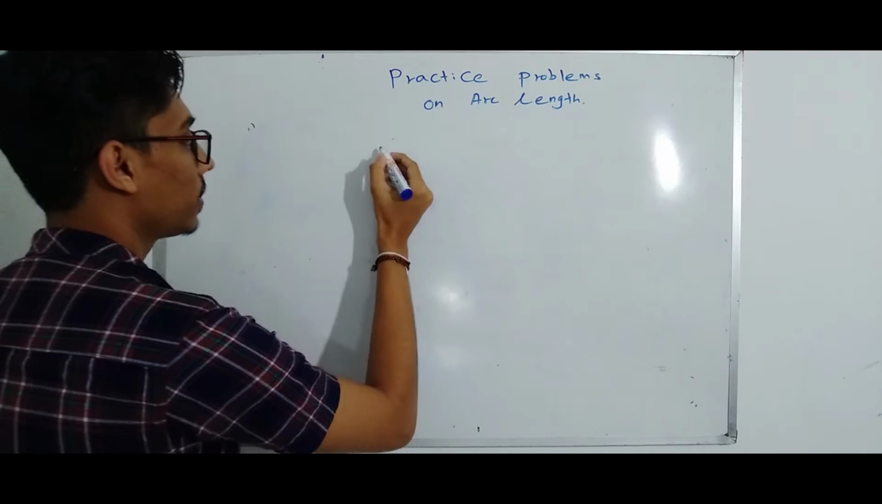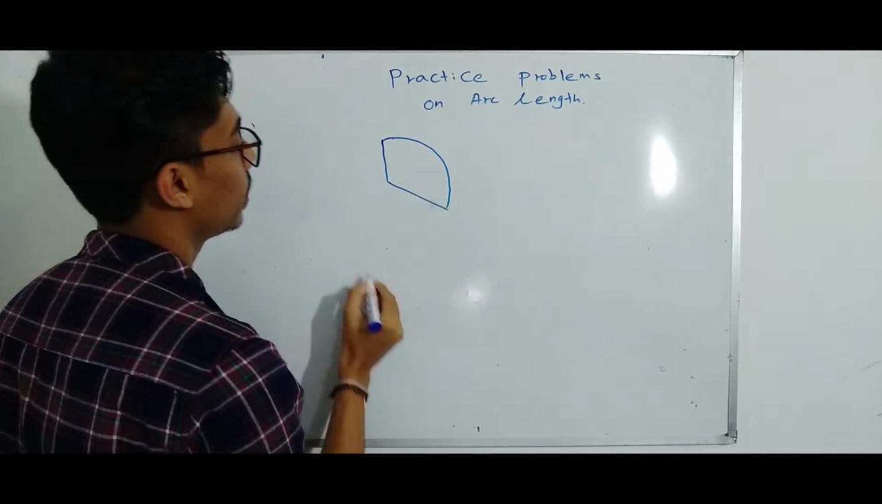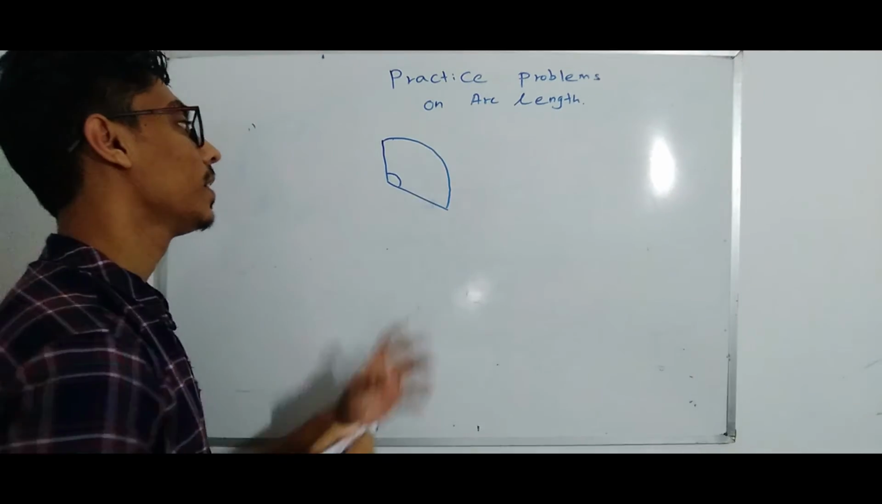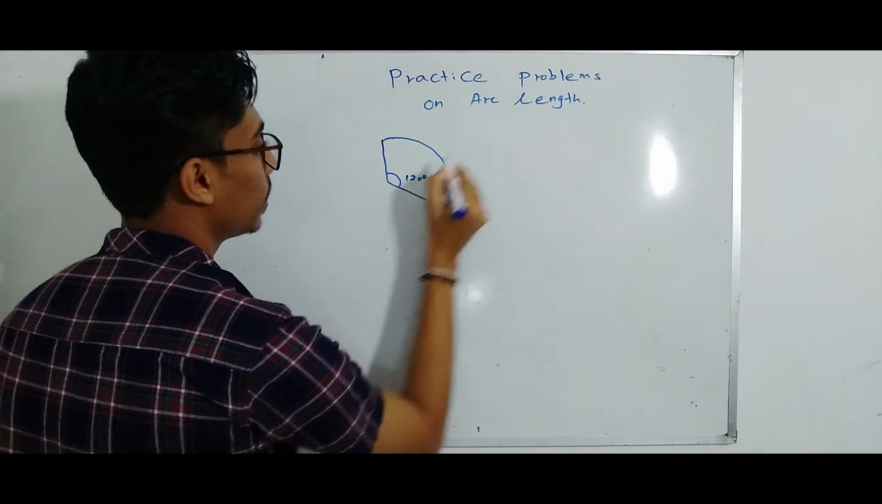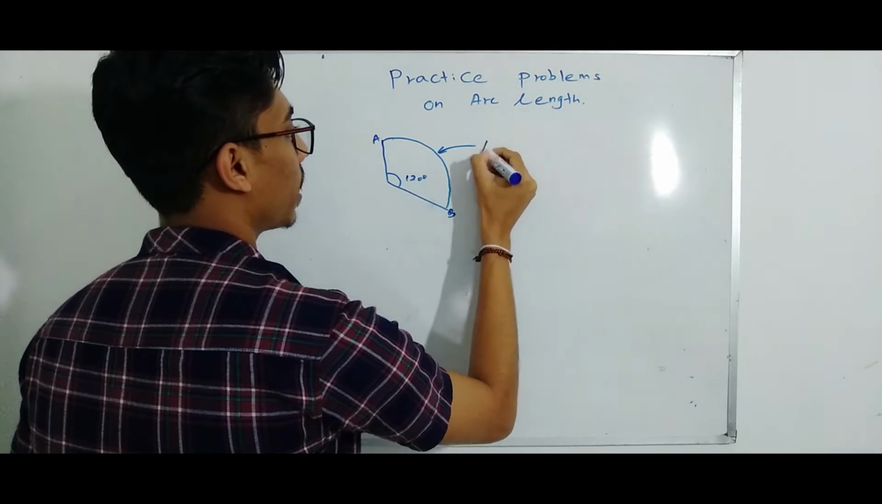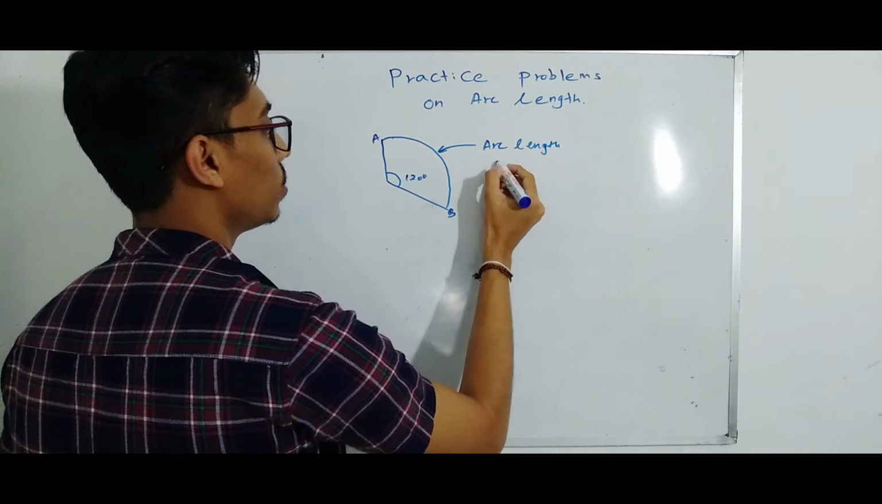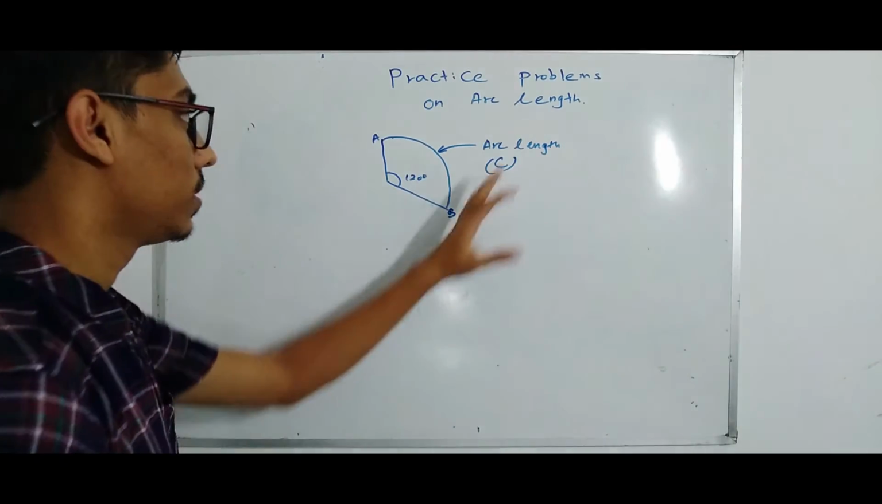Okay, let me take another example. It doesn't look very neat, but alright. This is 120 degrees. This is A and B. So here I have my arc again, the arc length. Here you just use this as C. So C is my arc length.